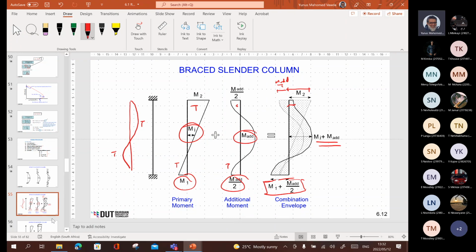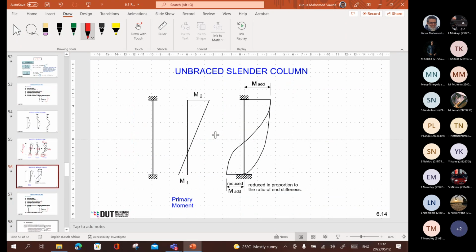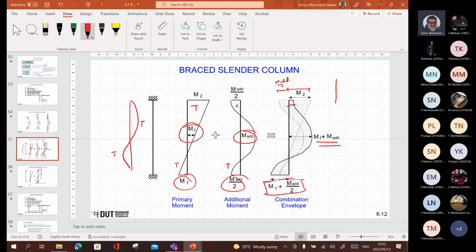And then for an unbraced slender column, your M additional just goes out, because remember now the frame can sway. In the previous one, there was no sway. So here you had the frame fixed, but you had bracing across, right? Okay, so put this picture in the book where you've got it so you understand it.